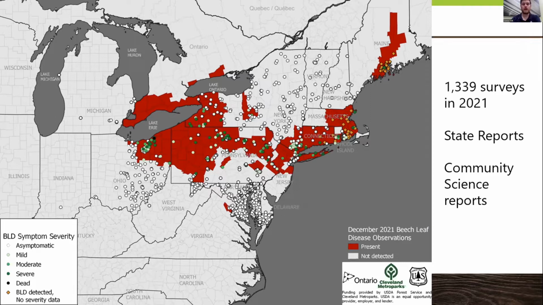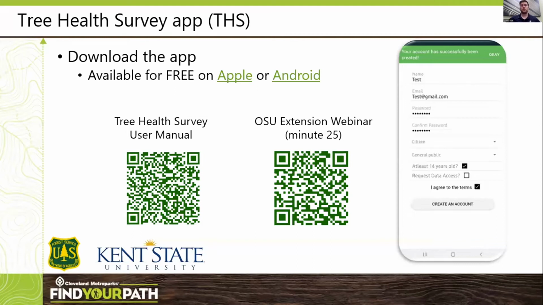So how did we actually come to get this survey map? Well, it was very difficult early on. Every state has their own reporting mechanism, their own app or their data collection tool. And some don't even have data collection tools. So we developed tree health surveys specifically for beech leaf disease. So we've got the Apple and Android version available for free.